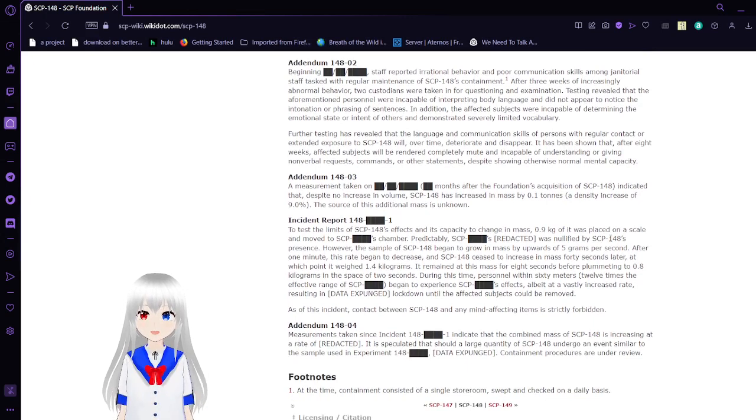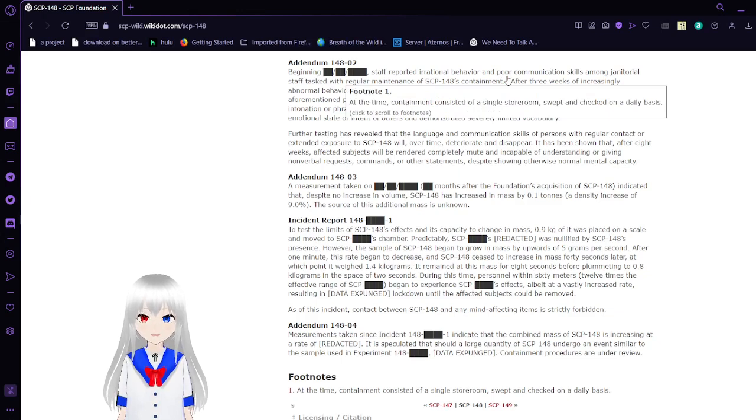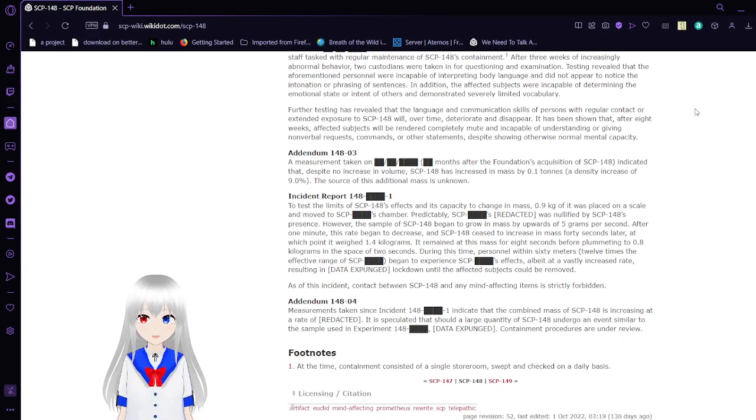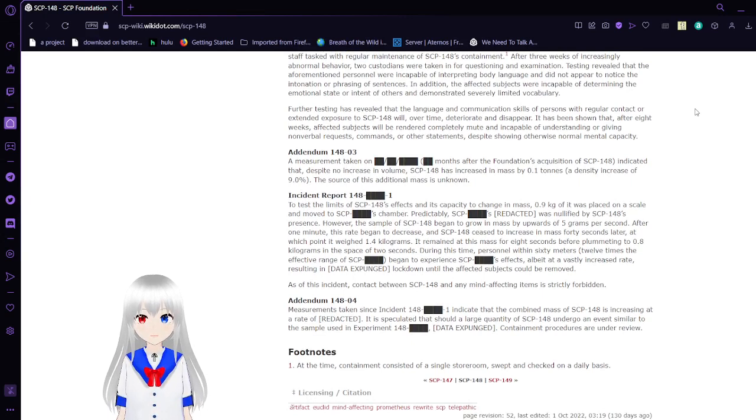Addendum 148-2. Beginning on the date, staff reported irrational behavior and poor communication skills among janitorial staff tasked with regular maintenance of SCP-148's containment. At the time, containment consisted of a single storeroom, swept and checked on a daily basis. After 3 weeks of increasingly abnormal behavior, two custodians were taken for questioning and examination. Testing revealed that the personnel were incapable of interpreting body language and did not appear to notice the intonation or phrasing of sentences. In addition, the affected subjects were incapable of determining the emotional state or intent of others and demonstrated severely limited vocabulary.